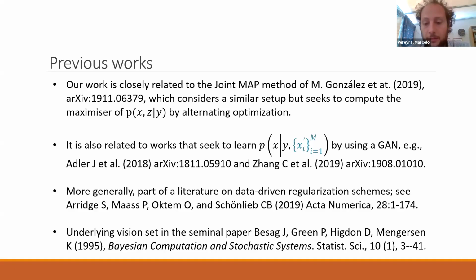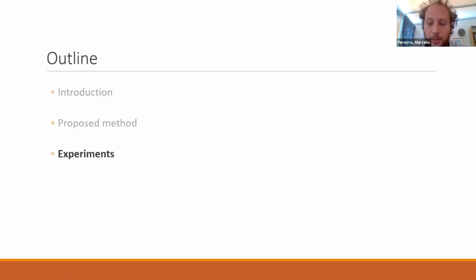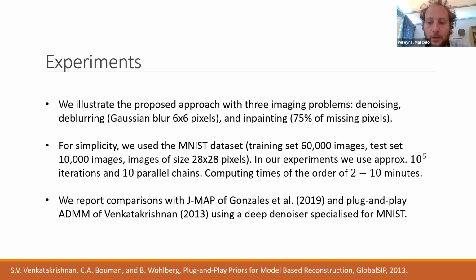More generally, there's a large literature on data-driven regularization schemes. You can see this Acta Numerica paper that appeared last year. And otherwise, there is a very interesting paper from 1994 2005 by Julian Besag, Peter Green, Hindon and Karen Mengersen, where they talk about Bayesian inference in imaging models, and many of the ideas that they had were unfeasible back then, but what we're doing is not too far. Okay, so now I'm going to show the experiments.